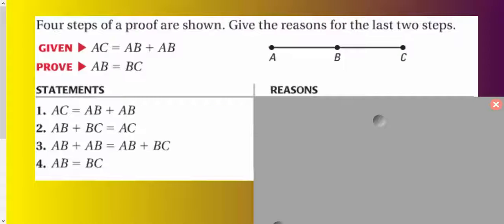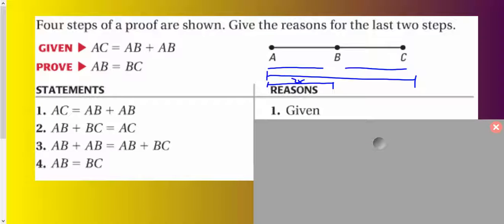Okay, next up is another segment proof. We're given that AC equals AB plus AB. So this entire segment here is 2 of these basically. We have to prove that the 2 smaller segments are equal to each other. So AC equals AB plus AB, that's given to us. That's almost always going to be our first step.